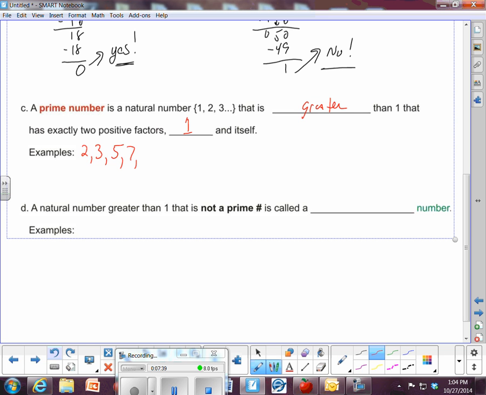10, hopefully you say no. 11, is that prime? Yes. 12 prime? No. 2 times 6 or 3 times 4. Next one, 13. Is 13 prime? Yes, 13 is prime. You got the idea? Can you name the next prime number? What would come after 13? What would be the next prime?